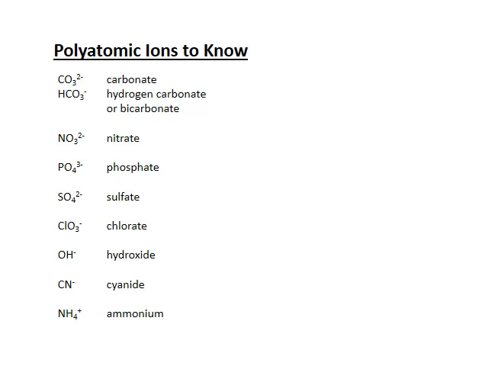So CO3 with a -2 charge is carbonate. If I tack a hydrogen onto that, it becomes hydrogen carbonate. Sometimes we use the old-time name bicarbonate for that. We've got nitrate, phosphate, sulfate, and chlorate.